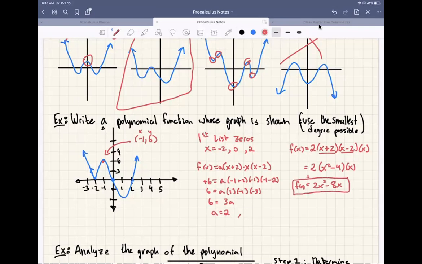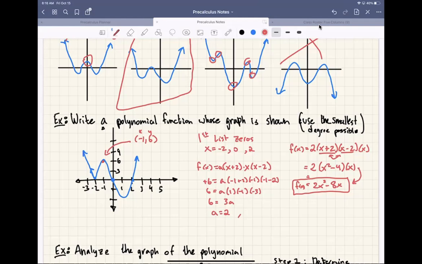Okay. So if you don't know how to do this, FOIL it out or use the box method. And if you don't know how to get from here to here, just FOIL it out. You're just gonna multiply some stuff. It takes more steps for me to do this in my head, so I'm gonna skip that. You can work that out yourself.